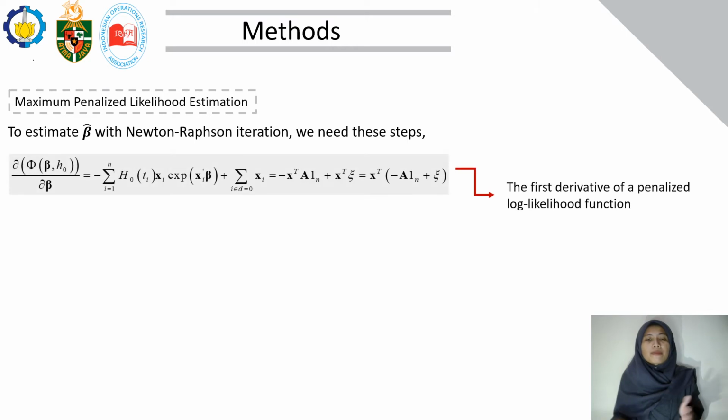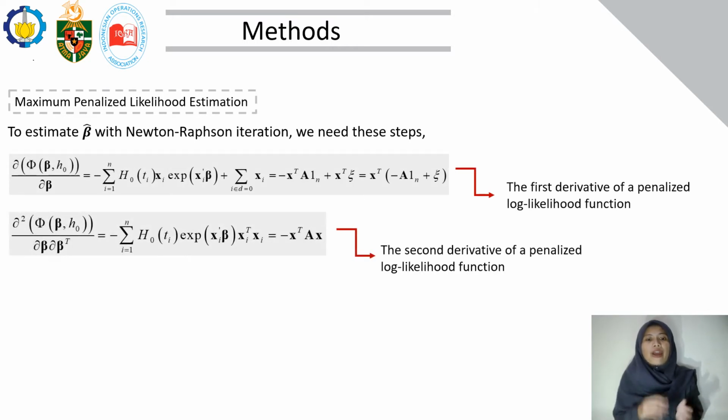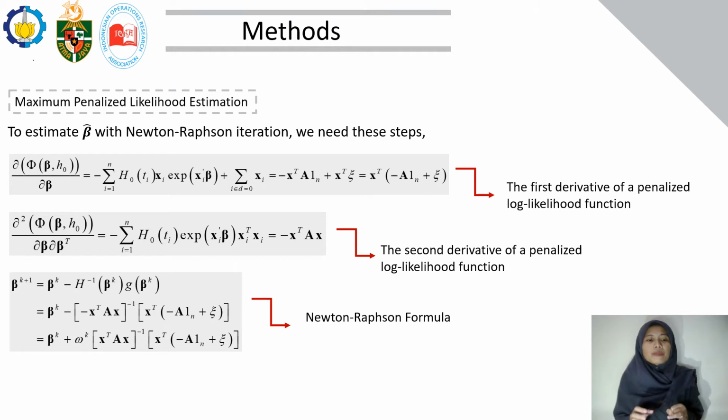First, we have to determine the first derivative of the penalized log likelihood function. Second, we have to determine the second derivative of the penalized log likelihood function. And we have to input them into the Newton-Raphson formula. The iteration will be stopped when beta at iteration k minus beta at iteration k plus 1 has a value less than epsilon.